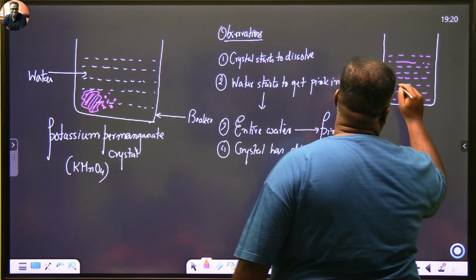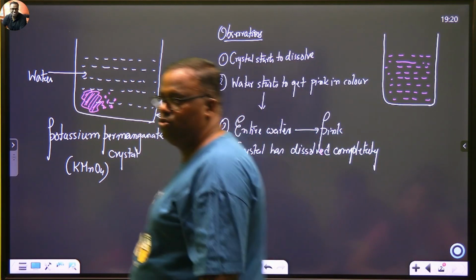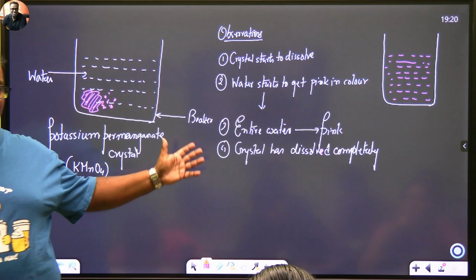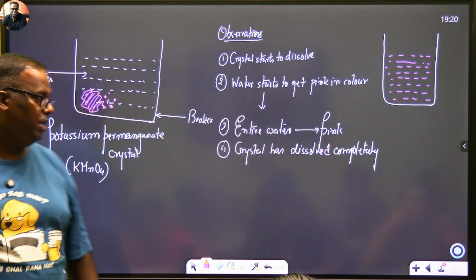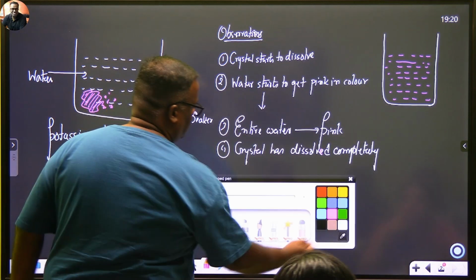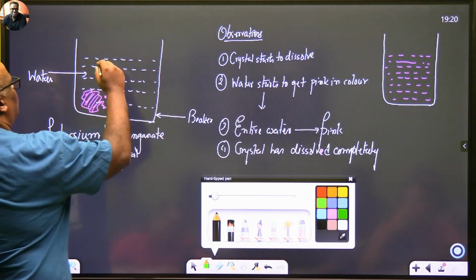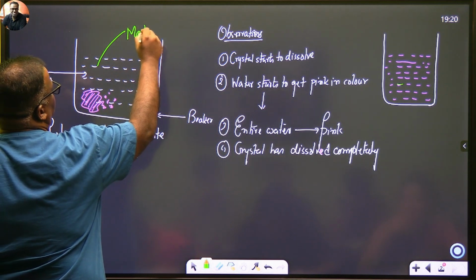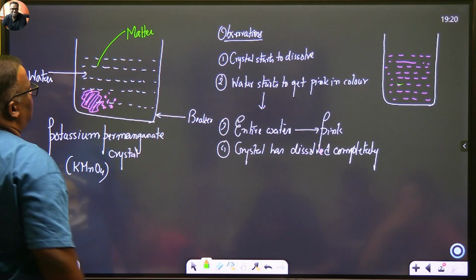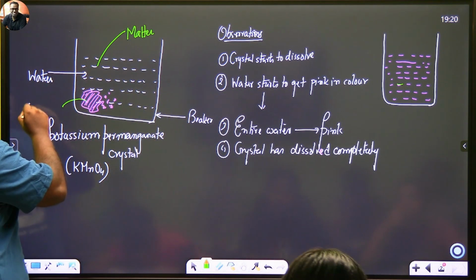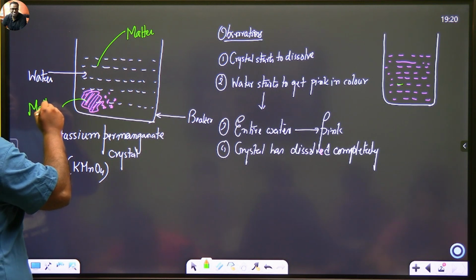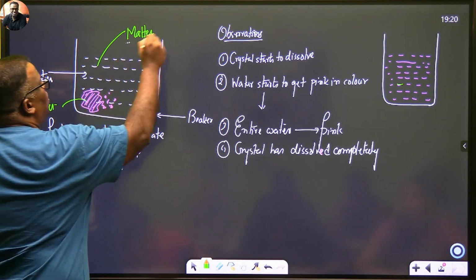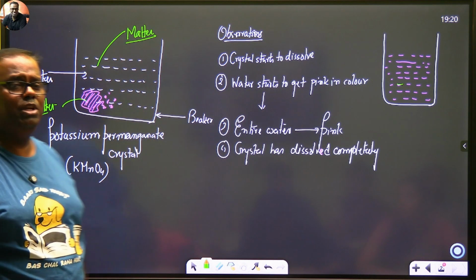Anyone has any doubt for this observation and experiment so far? Very pretty evident that the water has become now completely pink in color. Now let us build our story a little bit. What was here? This was water. Is this not matter? Yes, this is matter. Is this not matter? Yes, this is matter. And you all know matter can neither be created nor be destroyed.